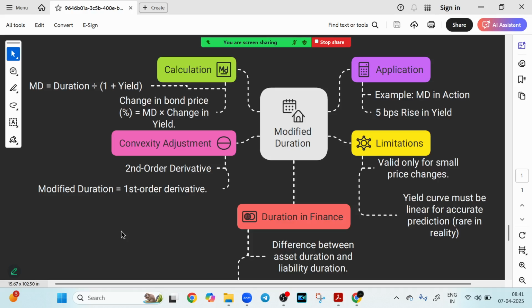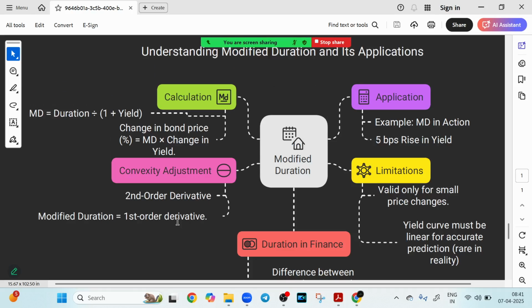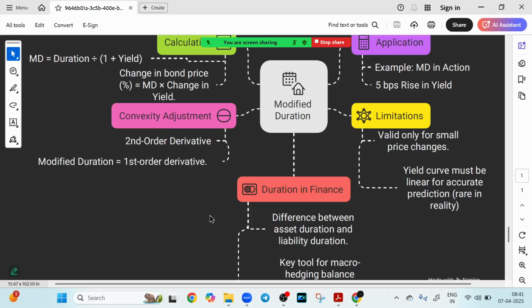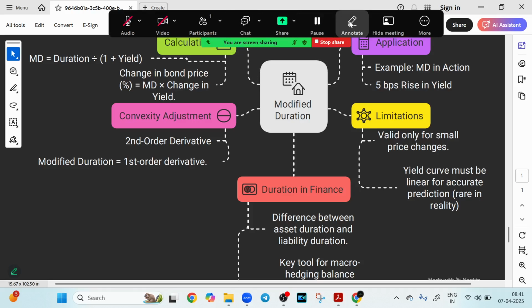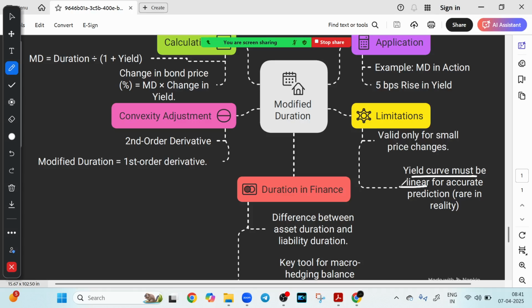Now the second thing we have to study is the application. So let's say interest rate rises by just 5 basis points. You can use modified duration to quickly estimate the bond price drop, because when interest rates increase, bond price will drop. You know it very well. So using modified duration, you can know how much bond price will drop if interest rate rises by 5 bps, right? No need for a complex spreadsheet, but there is a limitation also. It works accurately for a small change in the rate. Why? Because it assumes that the yield curve is linear. Yes, this is the assumption that it makes, that the yield curve is linear, which is rarely true in the real world. For bigger swings, you need convexity also, right?